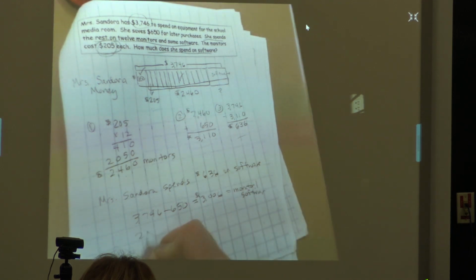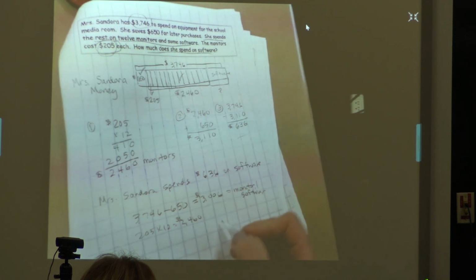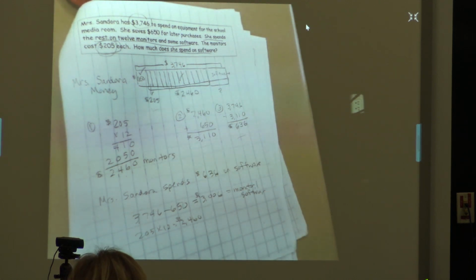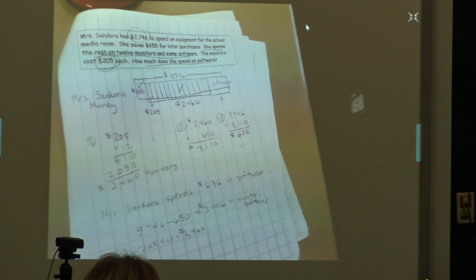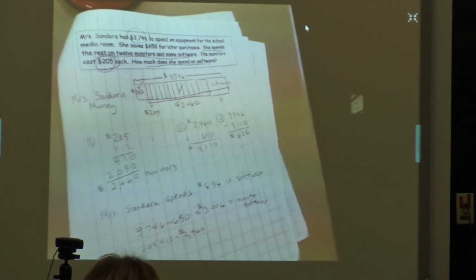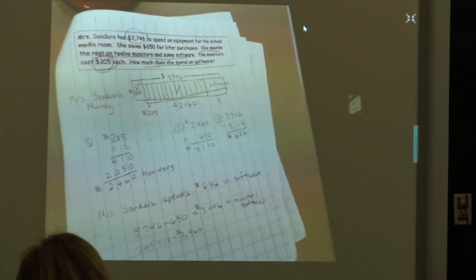And then I did the 205 times 12. And then I subtracted 3,000. Did I do that right? Mm-hmm. Yeah, 3,000. And then I subtracted the 2, and then I got the same answer, right? Yeah. Okay. So you can see there's a multitude of strategies that you could use to solve this in different ways.